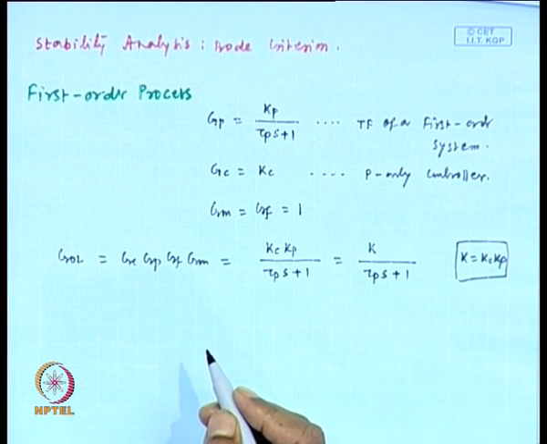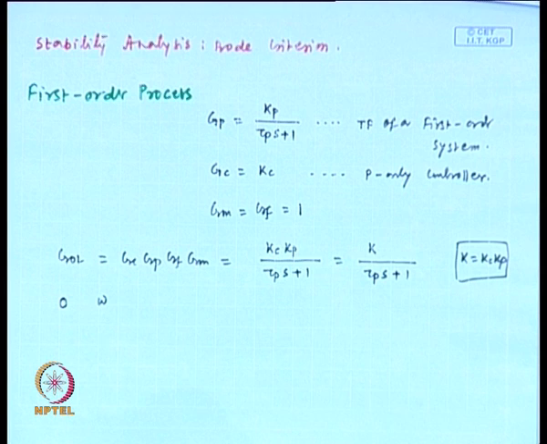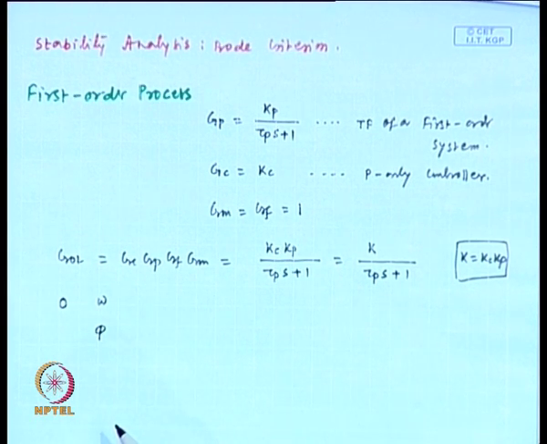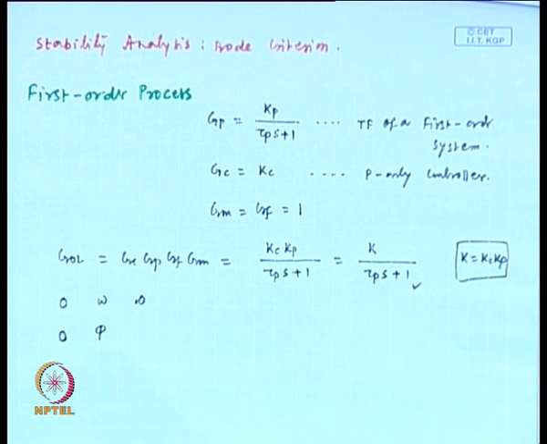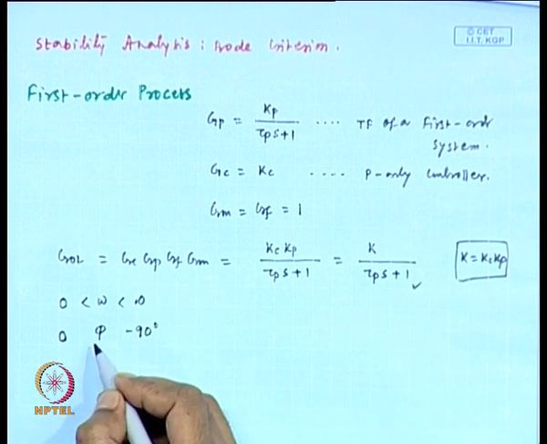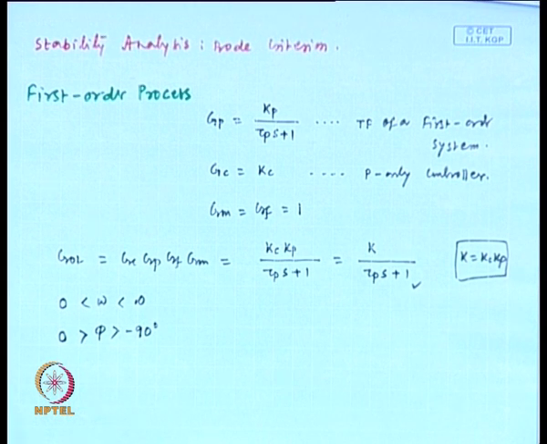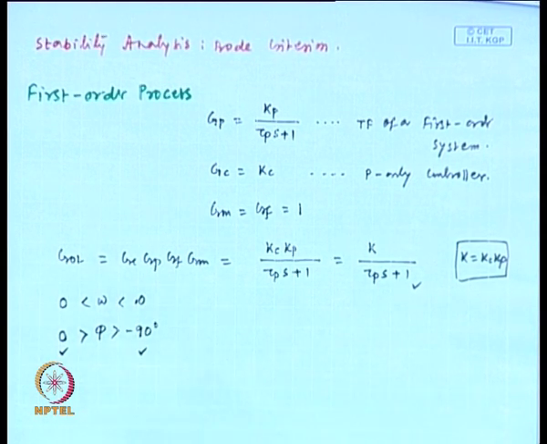Now, what about the phi? If we consider omega equal to 0, how much will be phi? Phi will be 0. This is the transfer function of a first order system. When omega is infinity, how much is phi? For a first order system, minus 90. When omega is 0, phi is 0. When omega is infinity, phi is minus 90. Fine. For a first order system, phi remains in between 0 and minus 90.